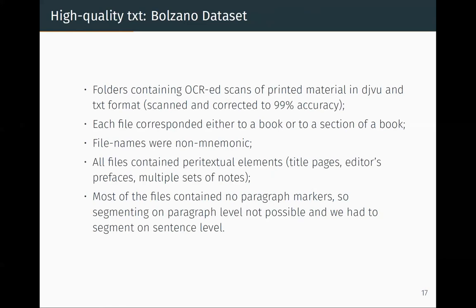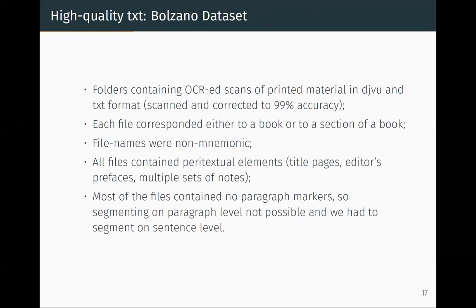So the first route that we follow: if we obtain high quality TXT, what do we have then? We obtained folders containing the OCR scans of the printed material, both in DjVu and in TXT format. All those files corresponded either to a book or to a section of a book. The file names were completely non-mnemonic, so we had to look every time at the document itself to see which book it was, because if we had a book in mind, we were not able to just open the right file immediately. And the files contained a lot of paratextual elements like title pages, editors' prefaces, and multiple sets of notes, both of the author himself and of the editor.